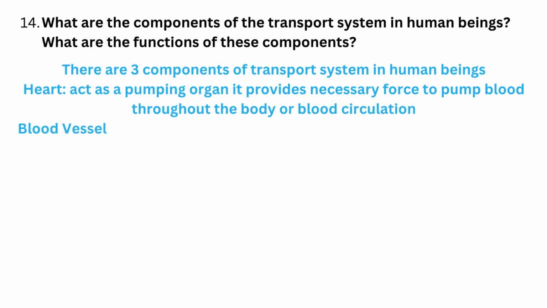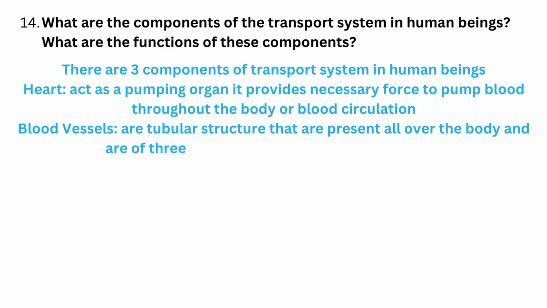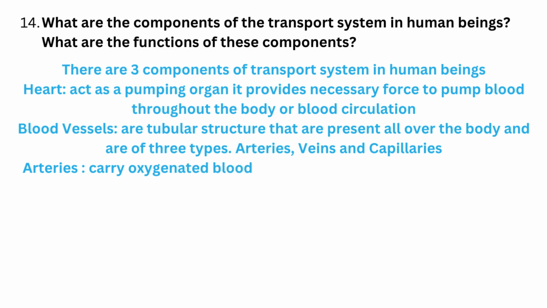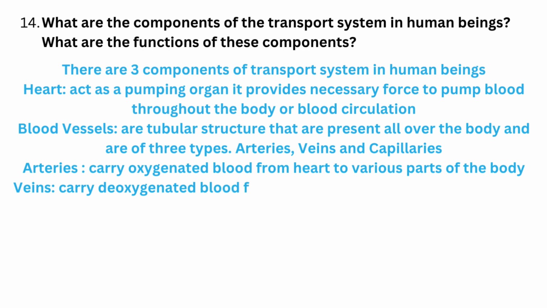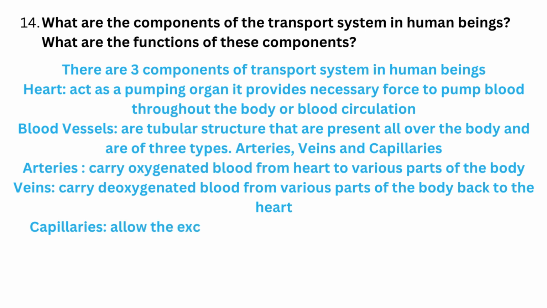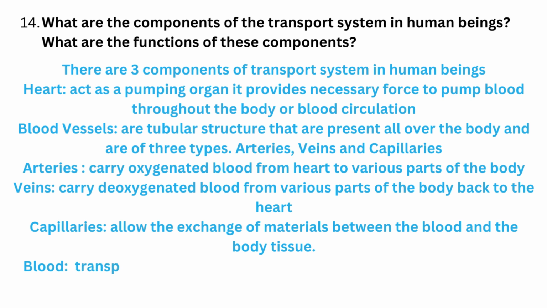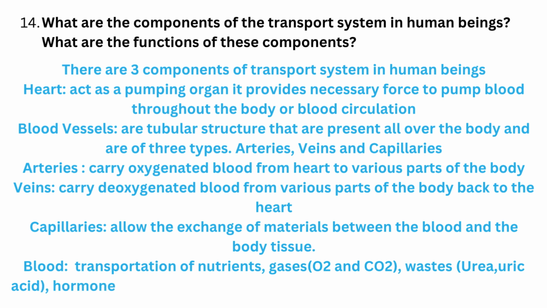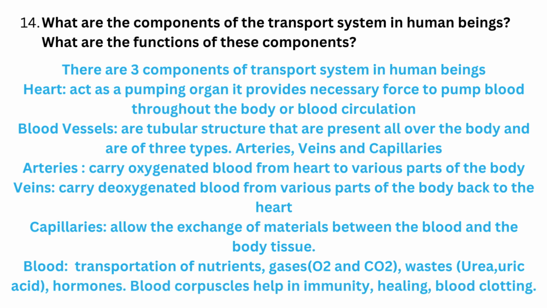Blood vessels are tubular structures present all over the body and are of 3 types: arteries, veins and capillaries. Arteries carry oxygenated blood from the heart to various parts of the body. Veins carry deoxygenated blood from various parts of the body back to the heart. Capillaries allow the exchange of materials between the blood and the body tissue. Blood helps in transportation of nutrients, gases (O2 and CO2), wastes (urea, uric acid) and hormones. Blood corpuscles help in immunity, healing and blood clotting.